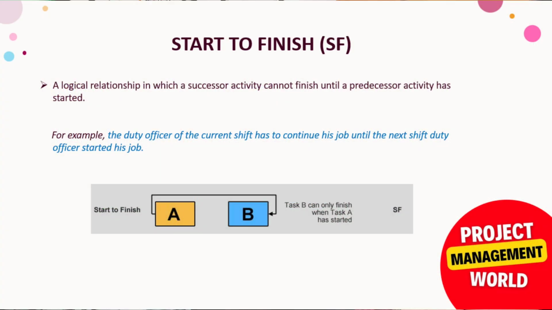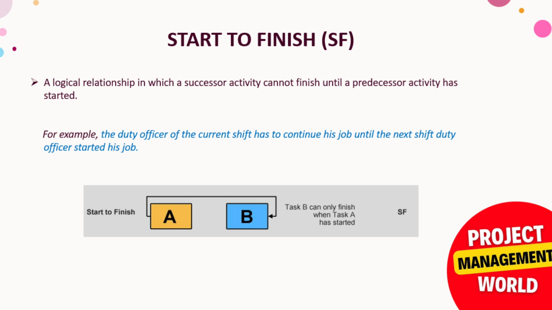The fourth and last one is start to finish. This relationship is used rarely in the schedule. It is a logical relationship in which a successor activity cannot finish until a predecessor activity has started. This is the opposite of finish to start. We cannot finish a successor activity until the predecessor has started. Here is an example: the duty officer of the current shift has to continue his job until the next shift's duty officer starts his job. The predecessor is the person doing the duty, for example, at night, and the successor is the second person coming in the morning. But the night person cannot end his duty until the morning person has started his duty. This is the start to finish relationship, and you can see the same in the graphical representation as well.